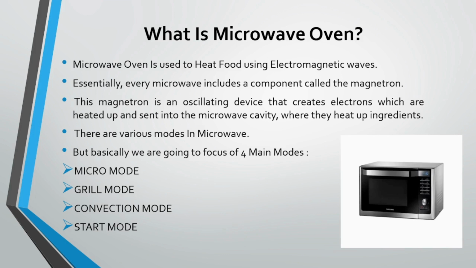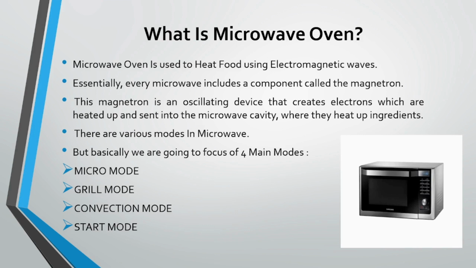So first of all, let us know about what is a microwave oven. A microwave oven is used to heat food using electromagnetic waves. Essentially, every microwave needs a component called magnetron. This magnetron is an oscillating device that creates electrons which are heated up and sent into the microwave cavity, where the ingredients are heated up.